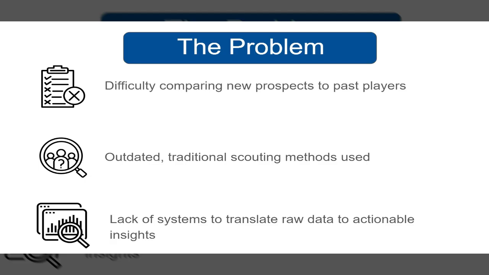Scouting today leans heavily on outdated methods like spreadsheets, manual film review, and subjective judgment. Even though we have more data than ever, teams often lack tools that turn this raw data into meaningful insights. This gap can lead to costly mistakes during the draft, especially when time is tight and decisions are high stakes.